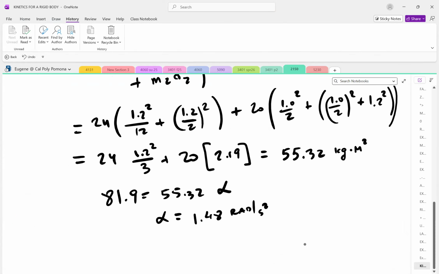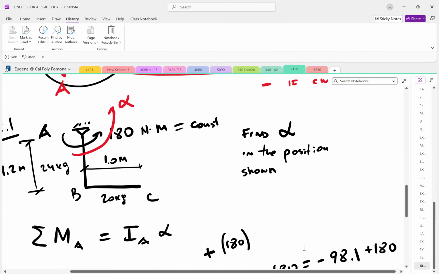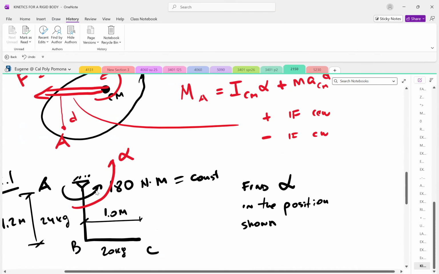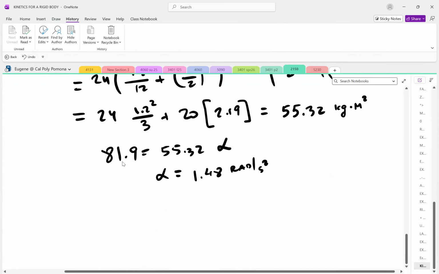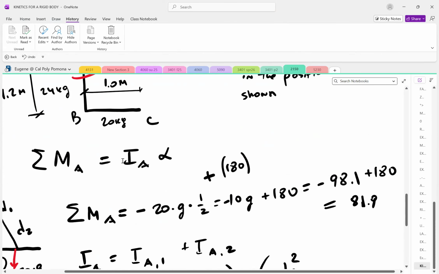Sir, where is the 180? It was given, the moment is given counterclockwise. Okay. Yes, sir. Say it again. I missed the 180. I should have written it at the beginning.